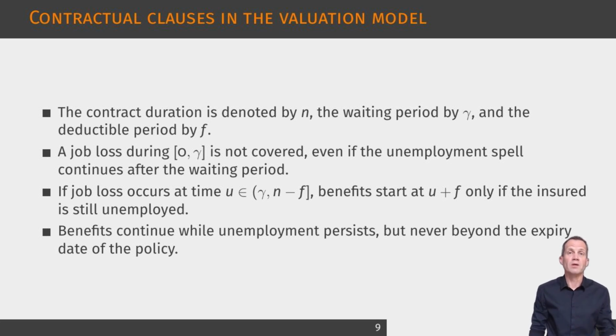If job loss occurs after the waiting period, but too close to the end of the contract, benefits may never start before expiry. This explains why job losses after N-F are naturally excluded from premium paying exposure. Once benefits start, they continue only while unemployment persists and only until the contract expires. In practice, additional maximum indemnity periods per spell and over the whole loan duration may also be imposed.